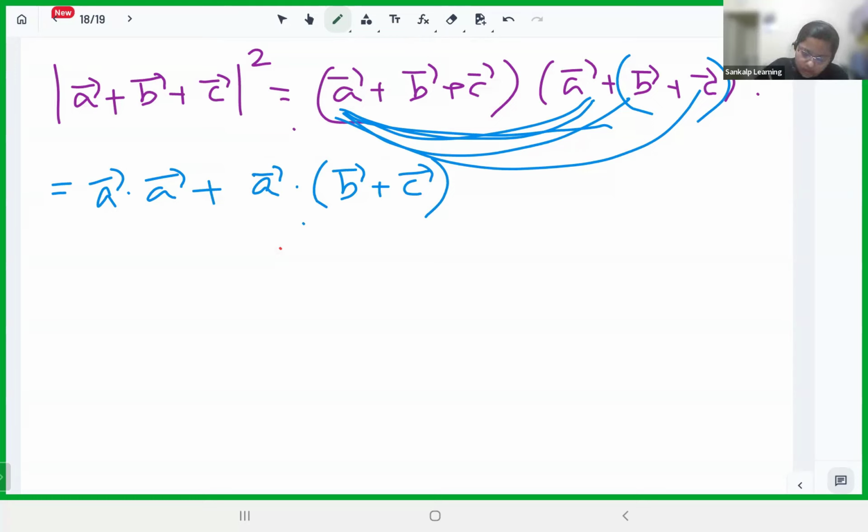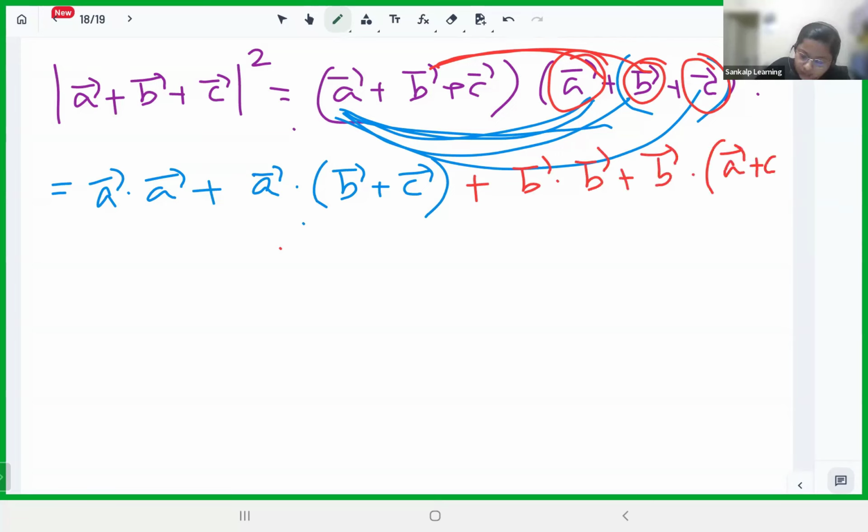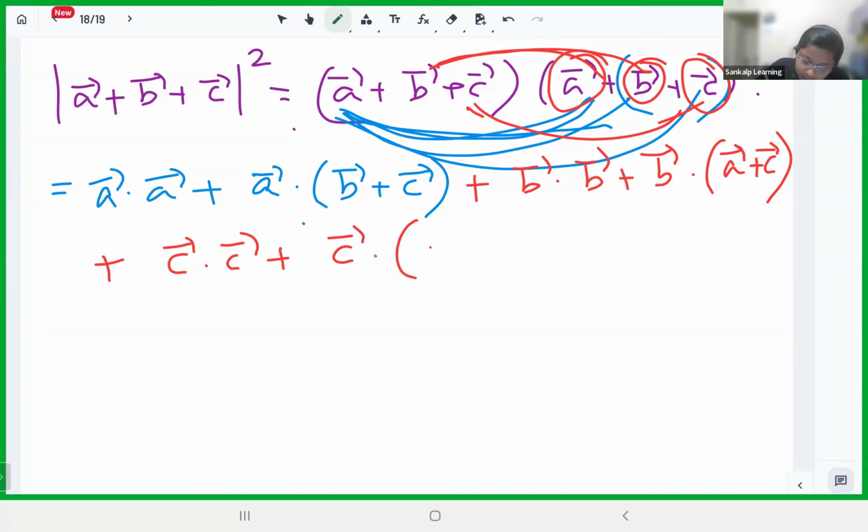All right, next we have to do it with B also. You multiply it with vector B, and we know if you multiply it with A plus C, the product is 0. So you write it like that: plus vector B dot B plus vector B dot A plus C. You don't need to expand that part. Similarly, with C, vector C dot C you can write as such, but vector C dot vector A plus B, or B plus A, is 0, we know. So write it as such.